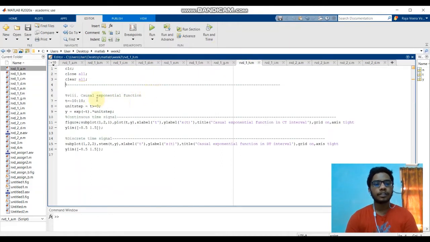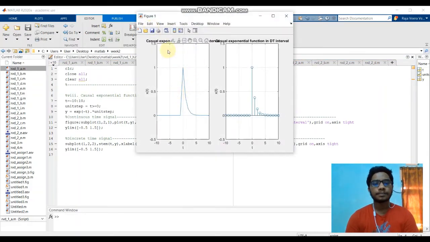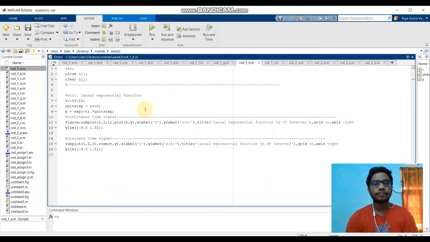Now moving on, we will see the causal exponential function. When we run the code, it displays the causal exponential function in continuous time interval and the causal exponential function in discrete time interval. The causal exponential function is nothing but multiplying an exponential function with a unit step. As you can see, I have multiplied exponential of minus t, using dot star, with the unit step.